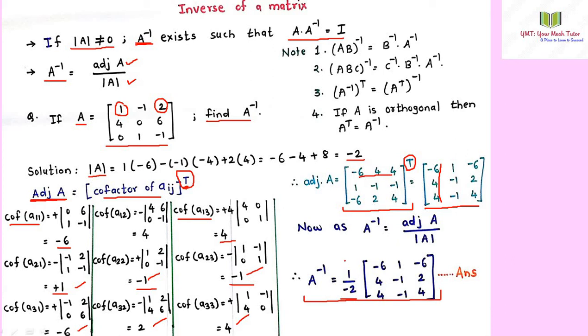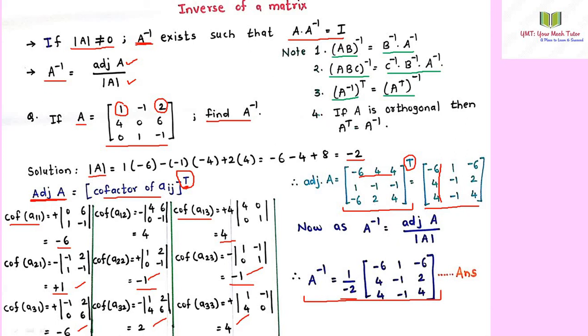Now there are certain properties of inverse of a matrix. Let us discuss that. First property is AB inverse is equal to B inverse into A inverse. Second property, ABC inverse is equal to C inverse into B inverse into A inverse. Third property is A inverse transpose is equal to A transpose inverse.